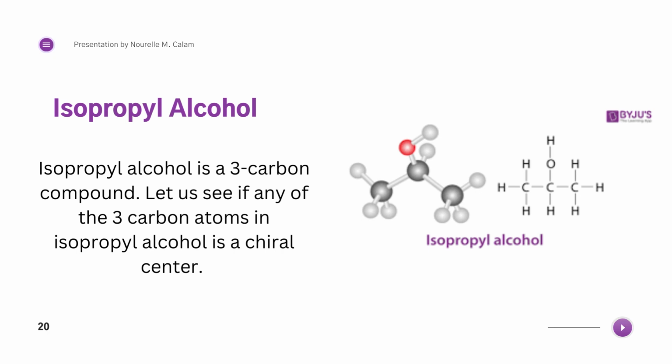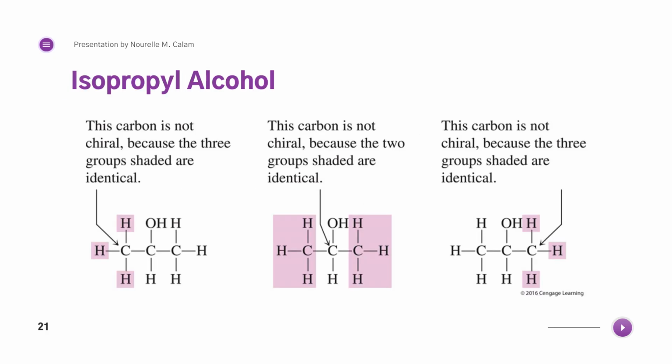Two or more than one carbon atoms could be observed to determine whether that carbon atom is chiral or not, as in the case of isopropyl alcohol. So let us try to determine if all the three carbon atoms in isopropyl alcohol are chiral centers or not. So let's see. Let's take a look at the first carbon atom.